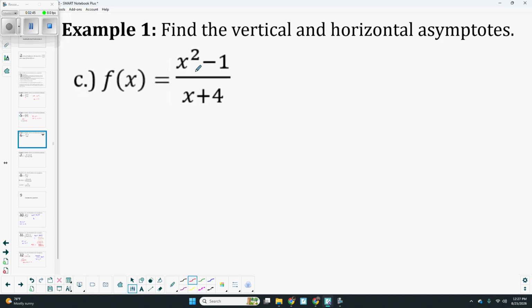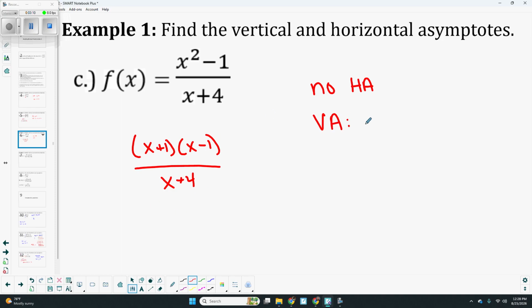For this one, the degree on top is higher than the one on the bottom, so there is no horizontal asymptote. Okay, degree higher, no horizontal asymptote. It would have been x plus 1 and x minus 1 on top and x plus 4 on the bottom. Nothing cancels, right? There's no x plus 4 on the top to cancel out. So just whatever makes the bottom 0, x equals -4.